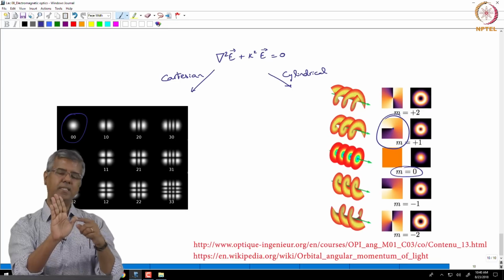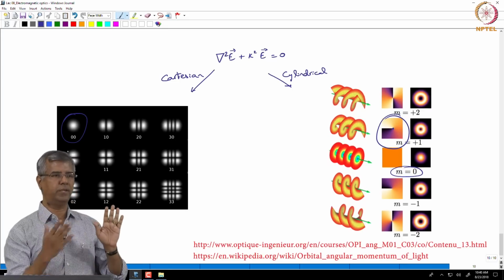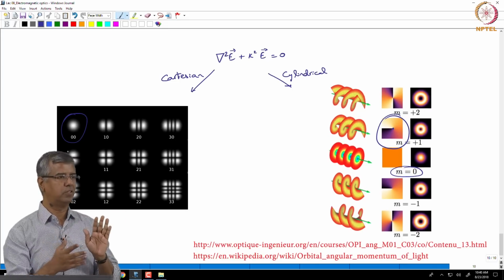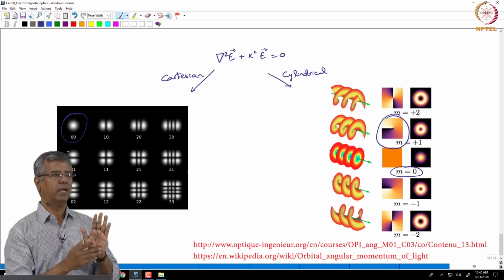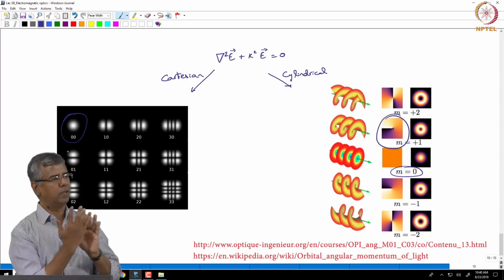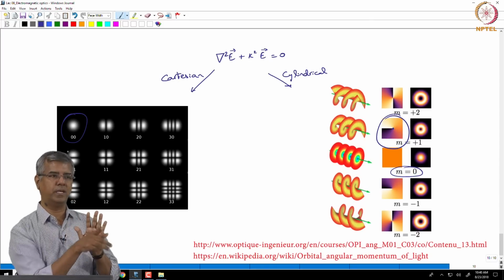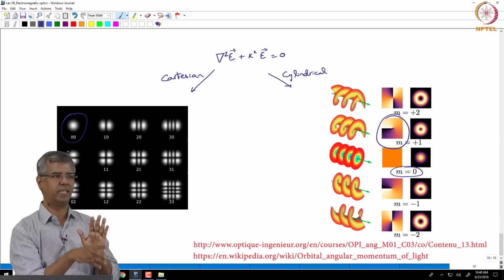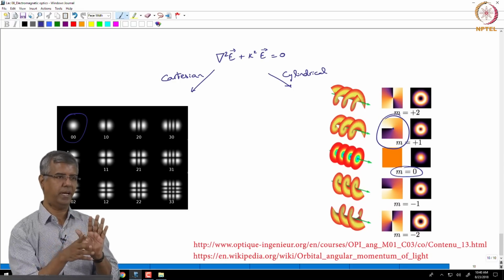And the interesting thing is, you are told that for any electromagnetic wave, whatever you have looked at so far, your field components are transverse to the direction of propagation, right? That's what the Poynting theorem tells you, right?